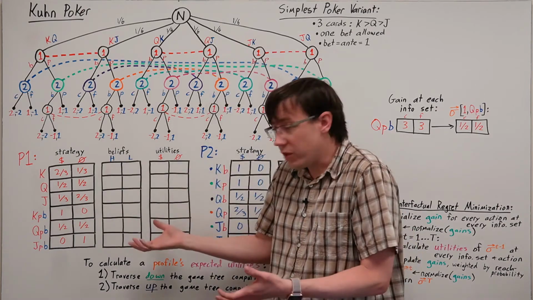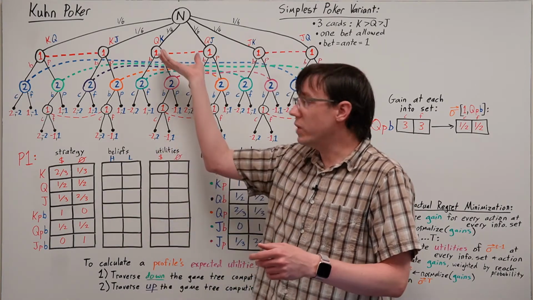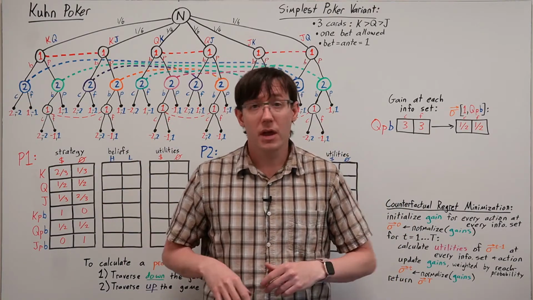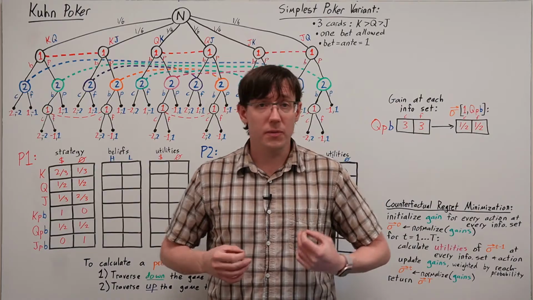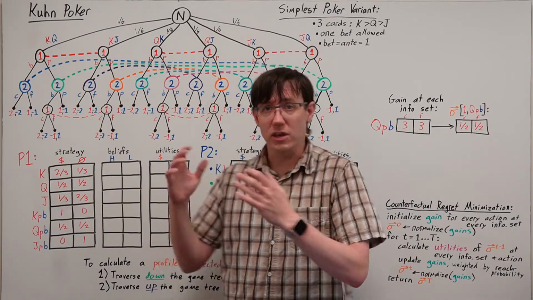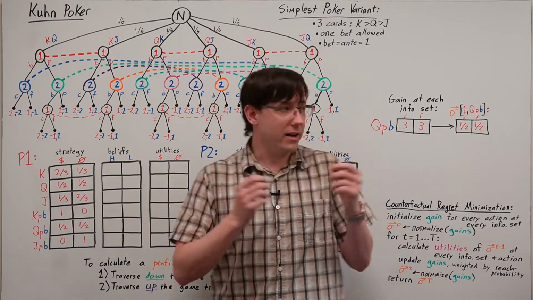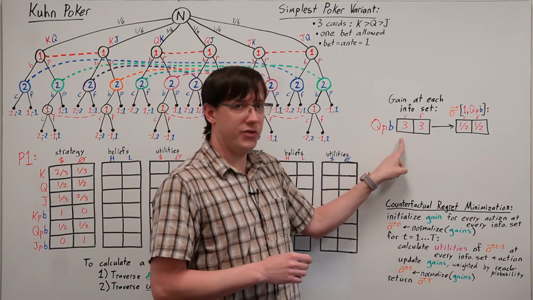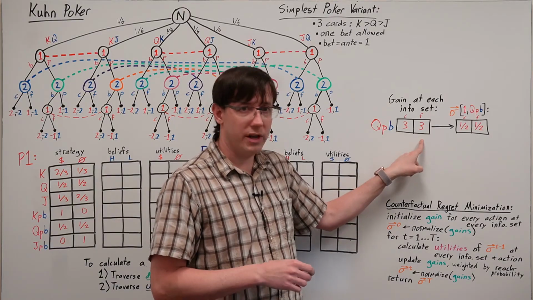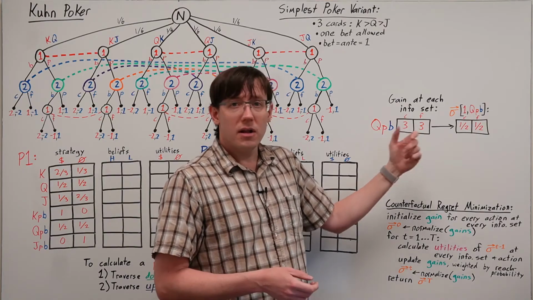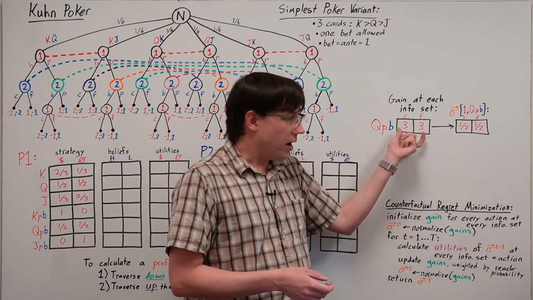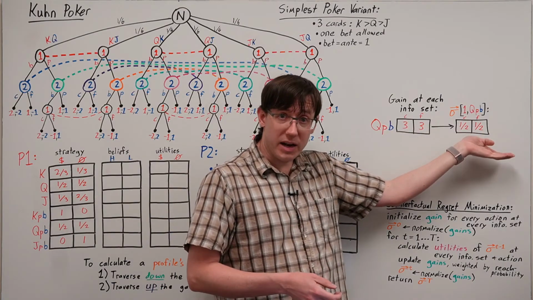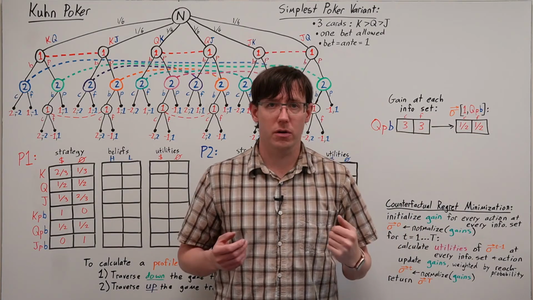And then we will use the current profile to compute new gains at every action at every information set. And so when we do that calculation, if it turns out that against the current profile at this information set, the gain for call is 0 and for fold is 0.5, then we will add those gains onto our cumulative totals and use those in updating the profile for the next iteration.